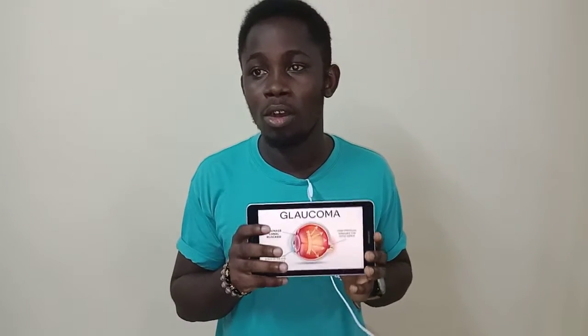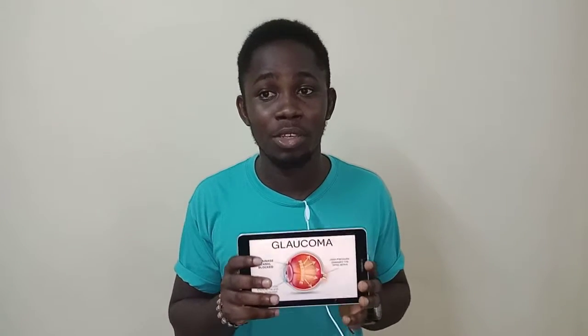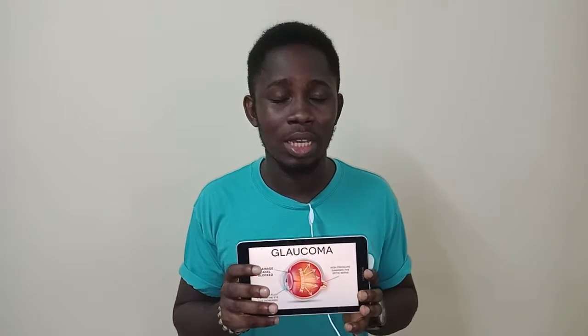Second to the last, we have the acute glaucoma, which has a rapid onset of intraocular pressure greater than 50 to 70 millimeters of mercury. And lastly, we have the chronic glaucoma, which is a slow, progressive, gradual onset of intraocular pressure greater than 30 to 50 millimeters of mercury.